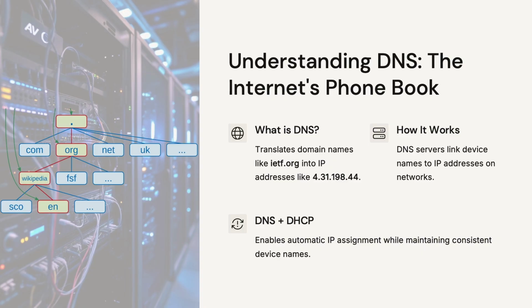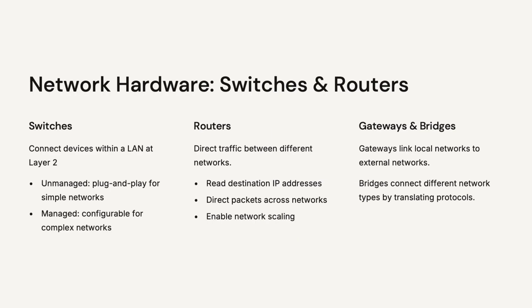DHCP enables automatic IP assignment, and DNS allocates the host name for said IP. Now let's dive into some foundational network devices. At the edge of a network, you'll find switches. Switches connect multiple devices within a local area network. It enables them to communicate efficiently.